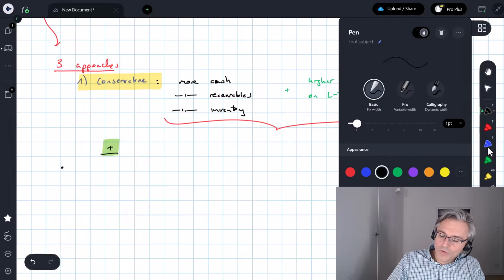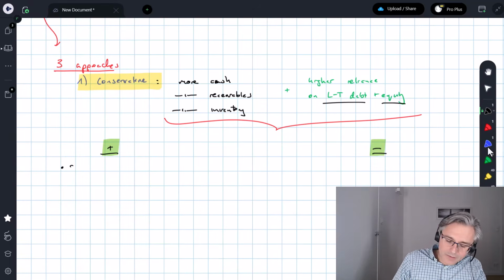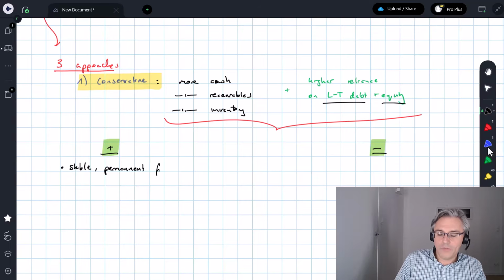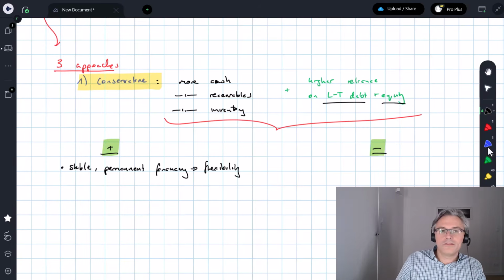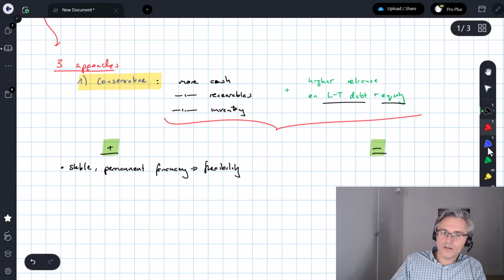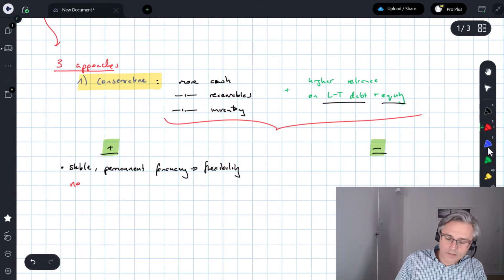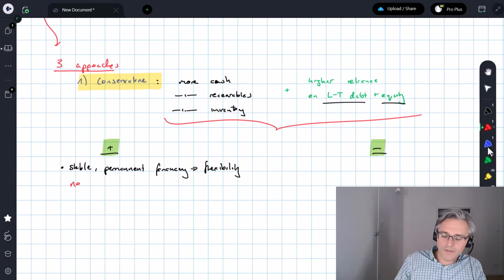If you borrow using long-term debt and equity, then, as we said, this type of funding is stable, predictable, more or less permanent. Of course, long-term debt isn't permanent, but at least permanent in the shorter term. And this gives you a lot of flexibility, in the sense that you will not be asked to repay this money back anytime soon, I guess. And very importantly, with debt at least, and for that matter with equity, there really is no imminent rollover risk, in the sense of having to refinance this.